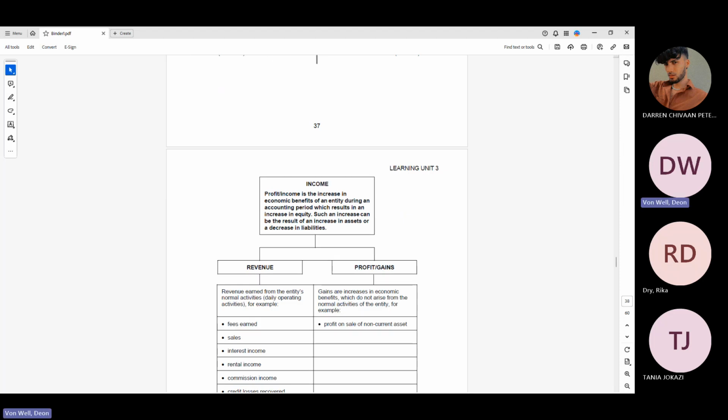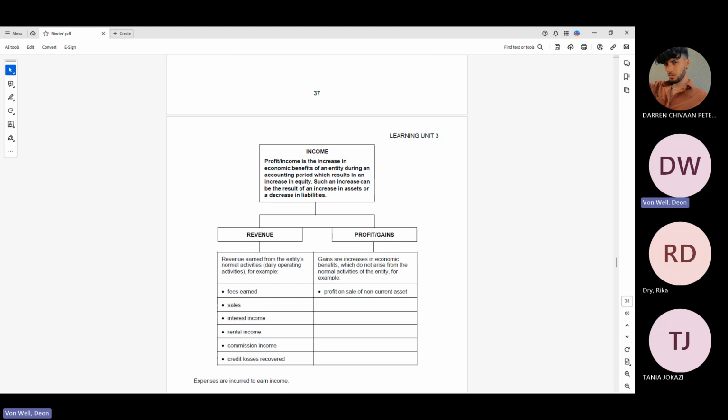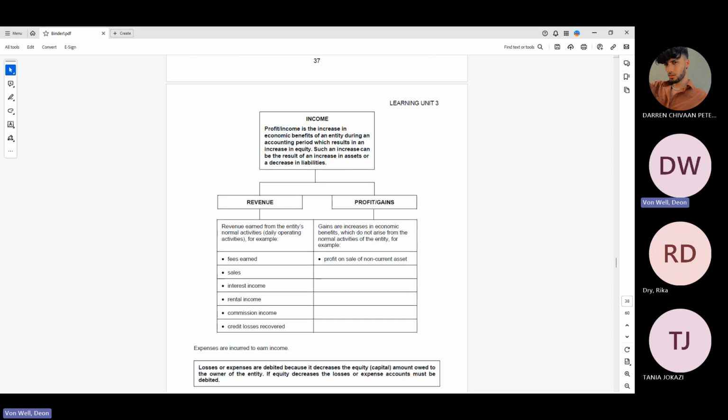Again, we give you examples. Either you've got your revenue accounts, or your normal income accounts, or your profit accounts. The only example of a profit account is, for example, the profit on sale of a non-current asset. When you sell a vehicle or equipment for more than the cost of that asset, when the selling price is more than the cost price, you make a profit. If the selling price is less than the cost price, you make a loss. So for the profit, that is when my sales price is more than my cost price of the asset, so I make a profit.